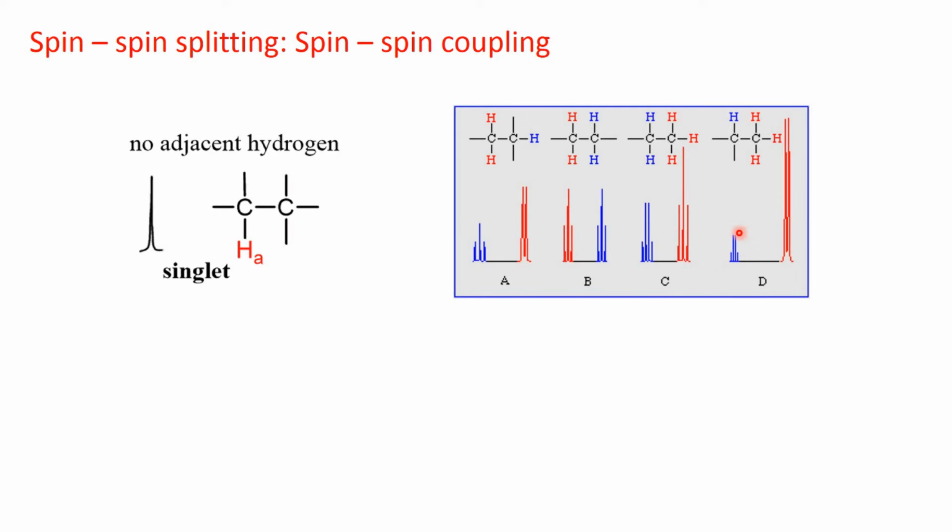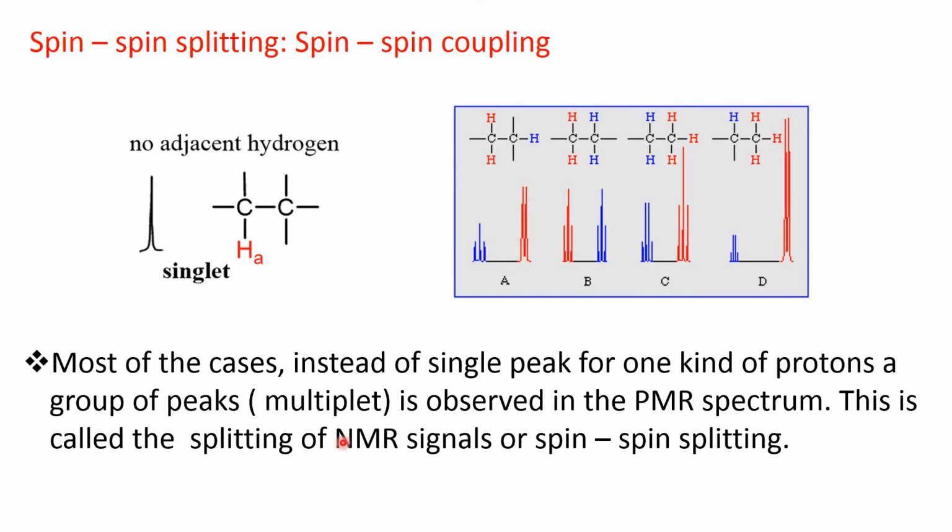So, in most molecules, the NMR signal or NMR peak of a particular proton or a set of equivalent protons will be a multiplet, that means split into a number of peaks. So, in most cases, instead of a single peak for one kind of proton, a group of peaks, a multiplet, is observed in the PMR, proton magnetic resonance spectrum. This is called splitting of NMR signals or spin-spin splitting.